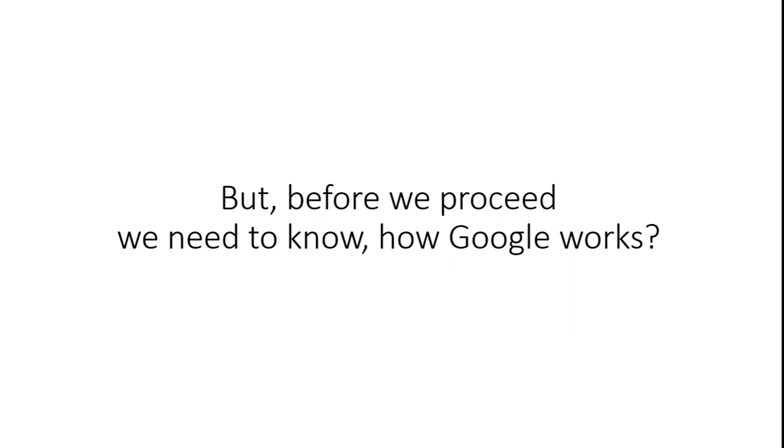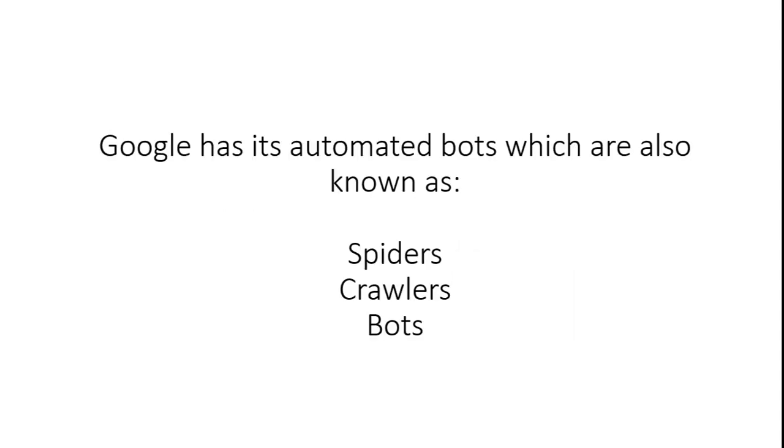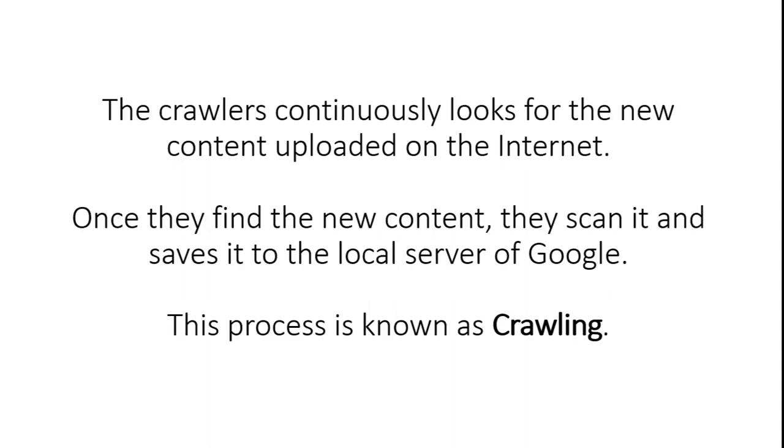Okay, so let's understand how Google works. Google has automated bots, which are also known as spiders, crawlers, or bots. So what is the work of these spiders or crawlers? These crawlers continuously look for new content uploaded on the internet. Once they find new content, they scan it and save it to the local server or local database of Google. This process is known as crawling.